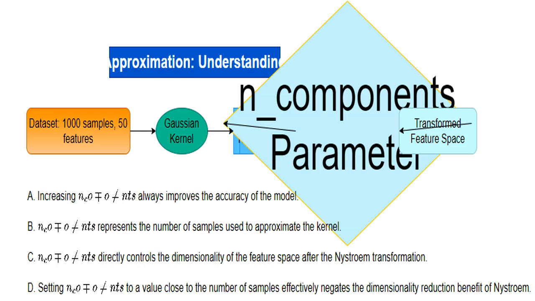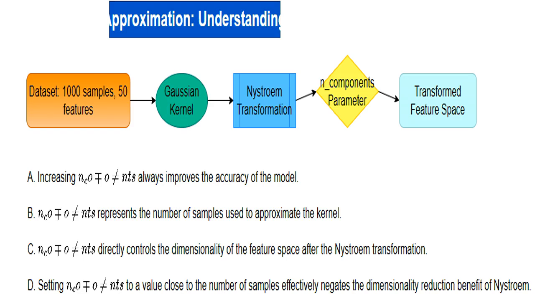Think of it like adding more detail to your sketch. Sometimes it's better, but sometimes it can add unnecessary complexity and confuse things. This is correct. The number of components directly sets the final dimension of my data. It's like choosing how many lines to use in my sketch. More lines mean more detail, but also more complexity.